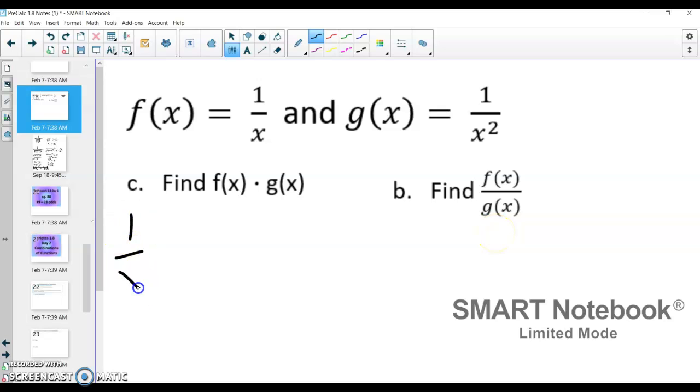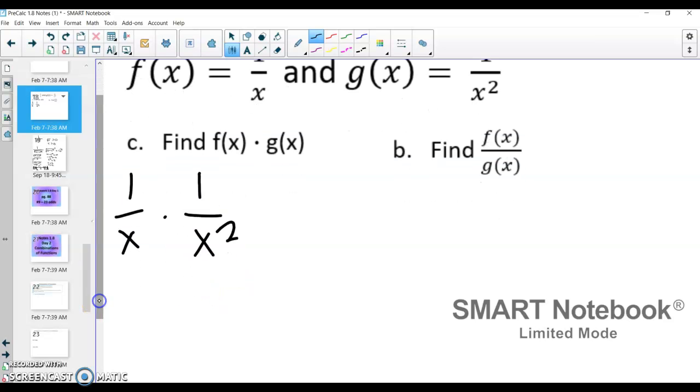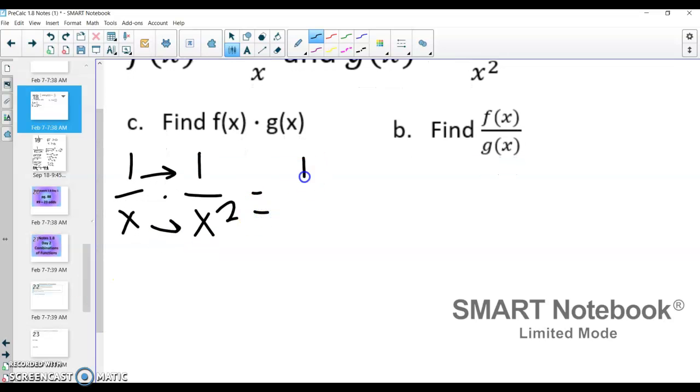We have 1 over x multiplying 1 over x squared. We're multiplying fractions, so top multiplies top, bottom multiplies bottom. You end up with 1 over x times x squared, which is x cubed, and you have your answer. Quick and easy.